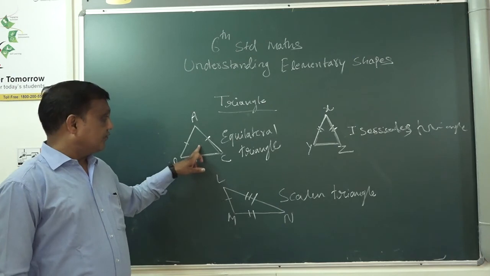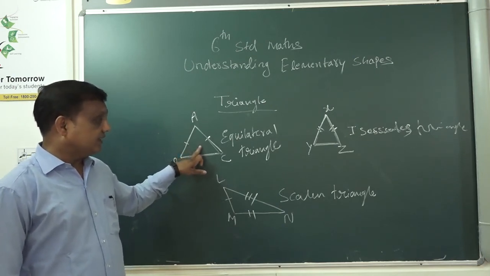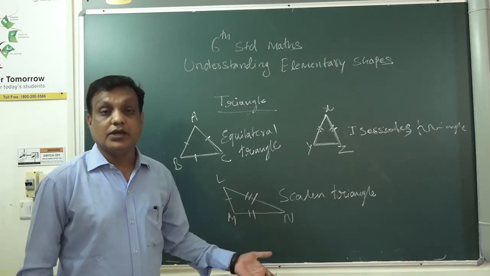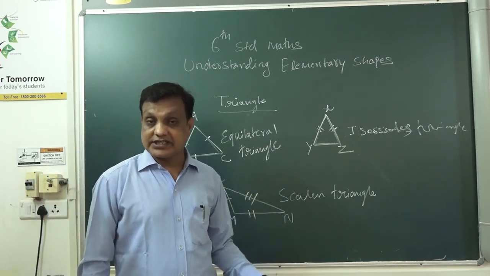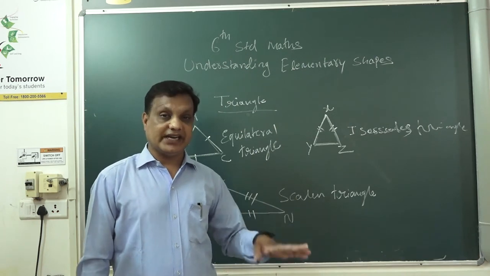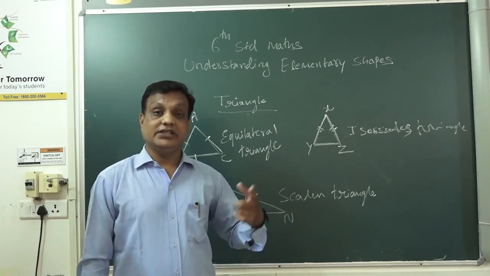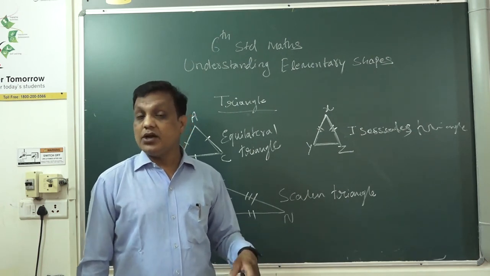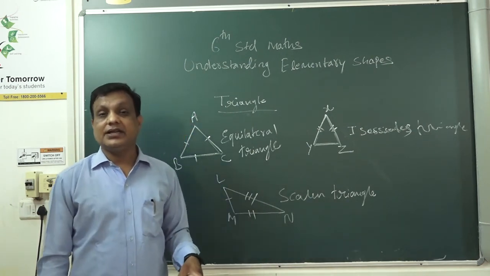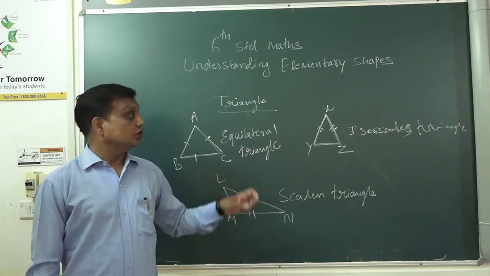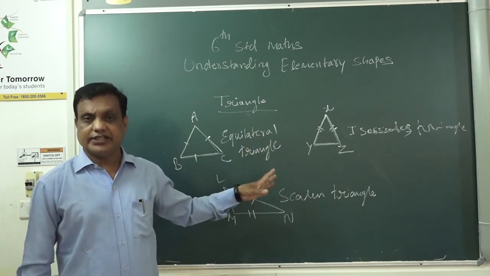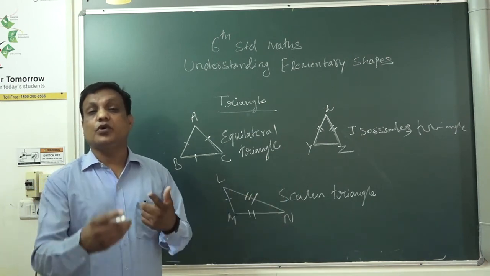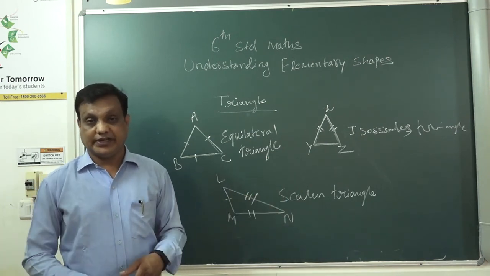So what did we learn? Equilateral triangle, isosceles triangle, scalene triangle. Before, we learned acute angle triangle, obtuse angle triangle and right angle triangle. Also we learned the angles: reflex angle, acute angle, obtuse angle, right angle and complete angle. So today we can consider this part 2. The previous lecture was part 1 and this is part 2. One more part is there that we will see in the next period. Thank you.